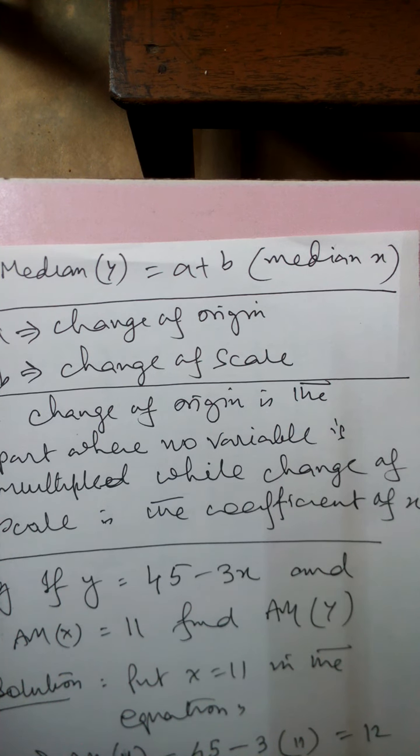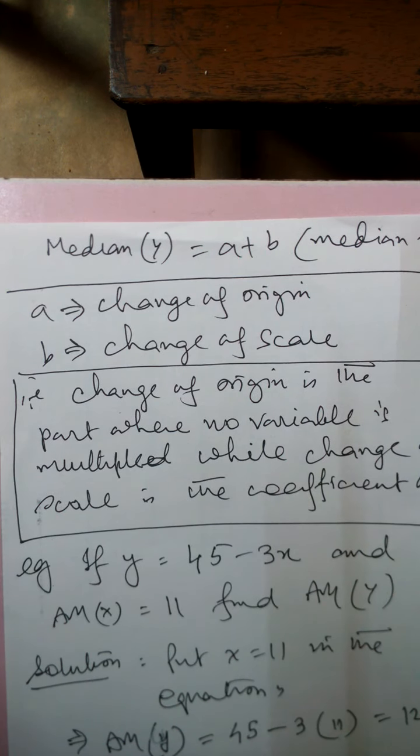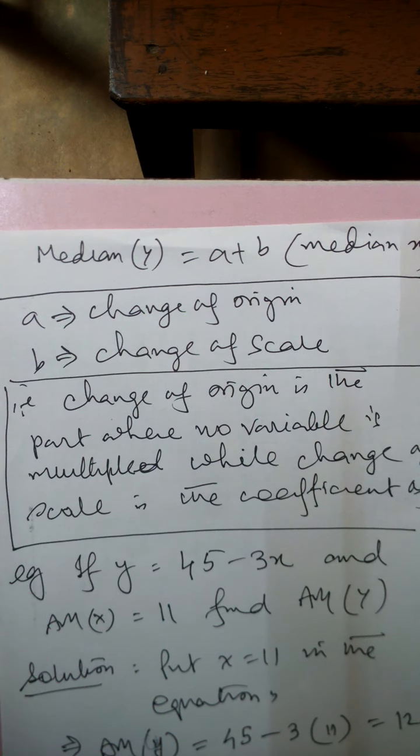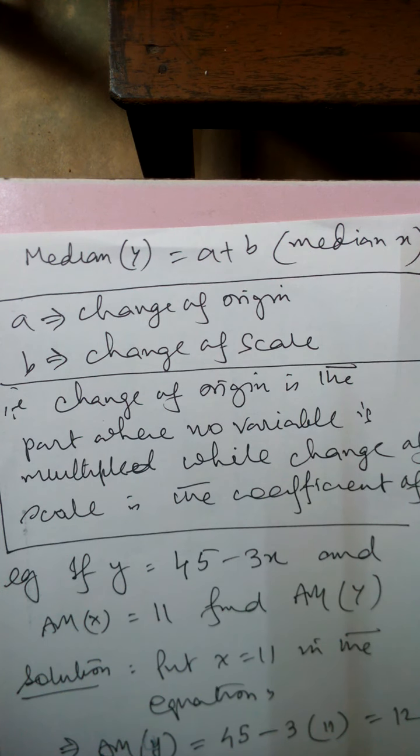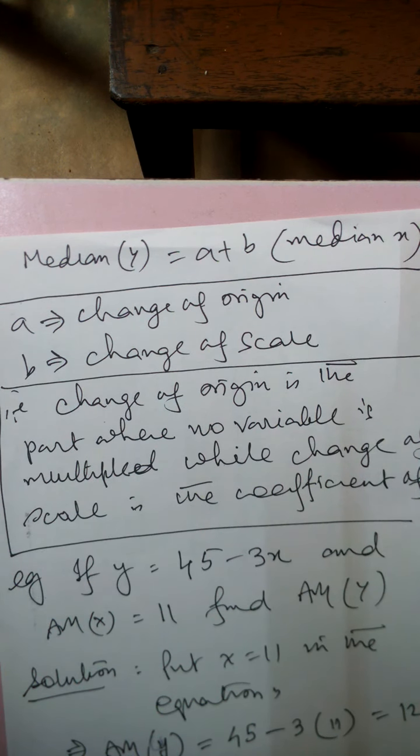That means a is the change of origin and b is the change of scale. Whatever relationship you see in the form y equals a plus bx, if you put the median of x in place of x, then the result you get for y will be the median of y. If you put the mode of x, then you get the mode of y. If you put the mean of x, then you get the mean of y.